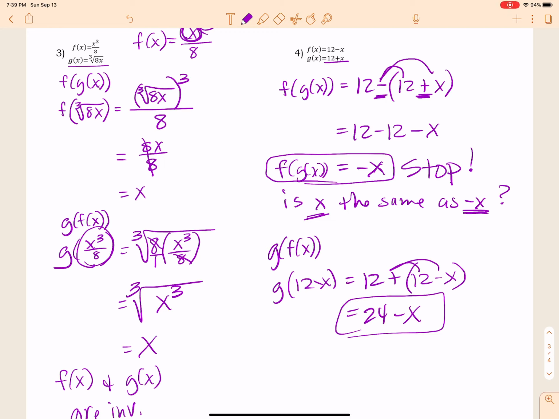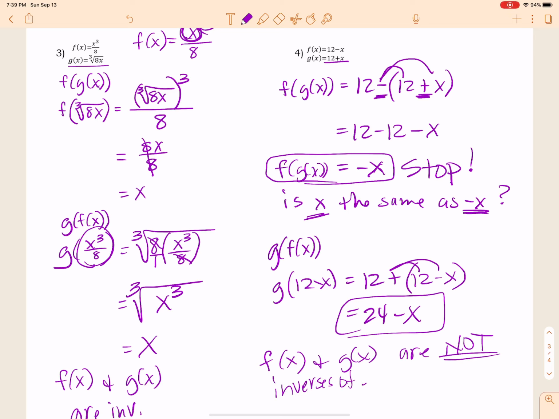No. So guess what? F of x and g of x are not inverses of each other. Neither one of them equals x. F of g of x and g of f of x, neither one of them equals x. Sorry.